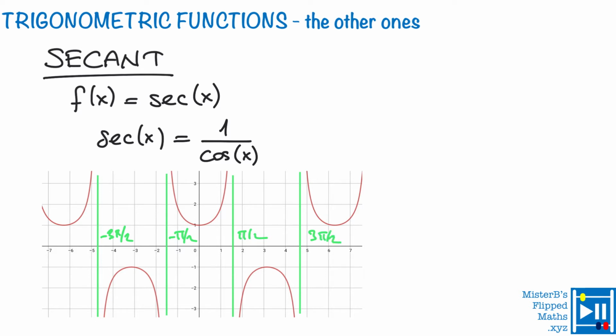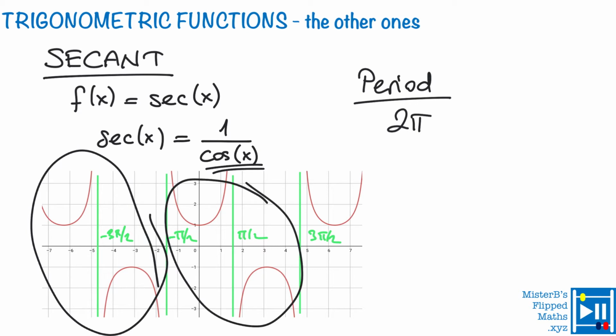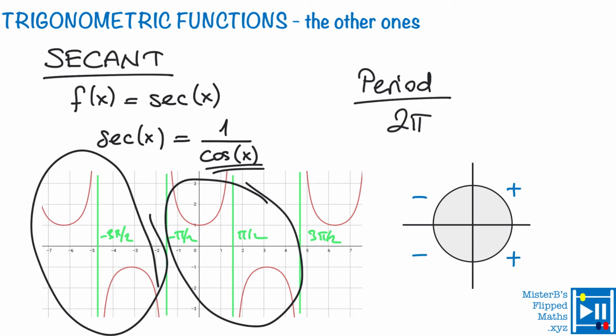So the period is 2 pi as in the cosine function, because this part repeats itself every 2 pi. On the unit circle, secant behaves exactly as cosine behaves, so it's positive in the first and the fourth quadrants, negative in the second and the third quadrants. This is for the function secant, but not second.